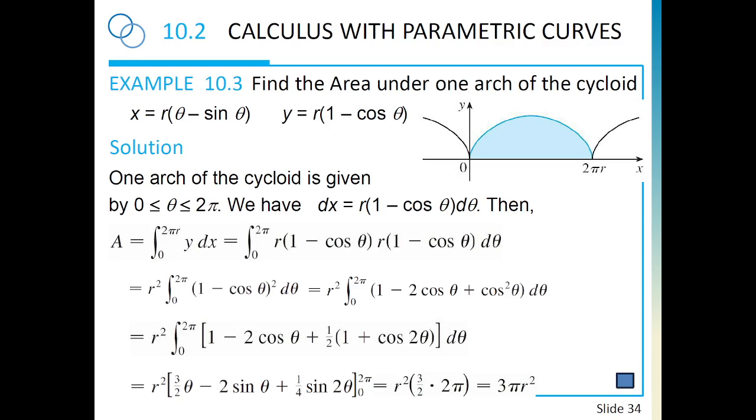So here, if we have an illustration, one arc of the cycloid, what's the area under the arc of the cycloid? And the formula is given there. So one arc happens when the circle rolls from 0 to 2 pi. So the angle varies between 0 and 2 pi. And then the formula is simple. For the area it is y times dx.